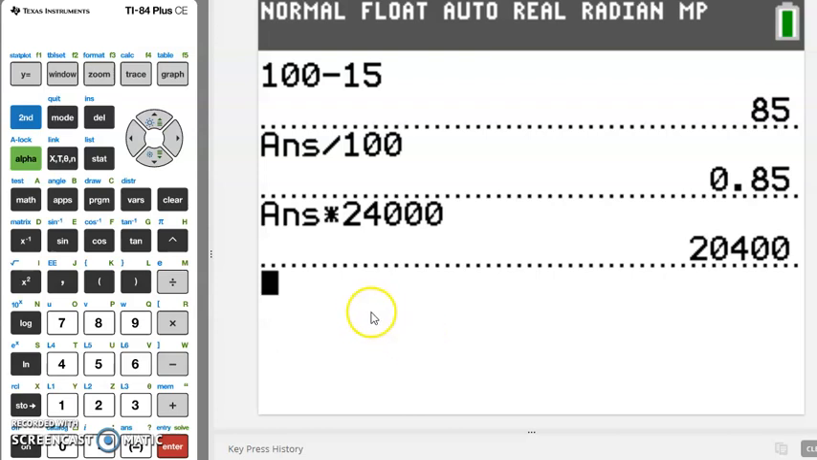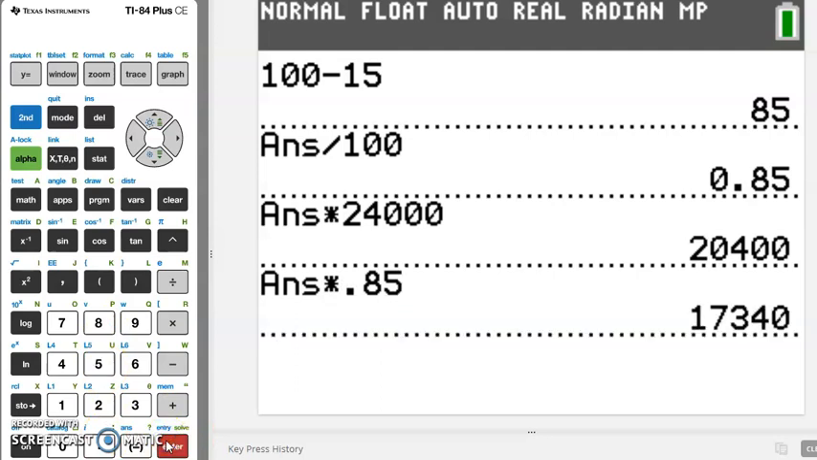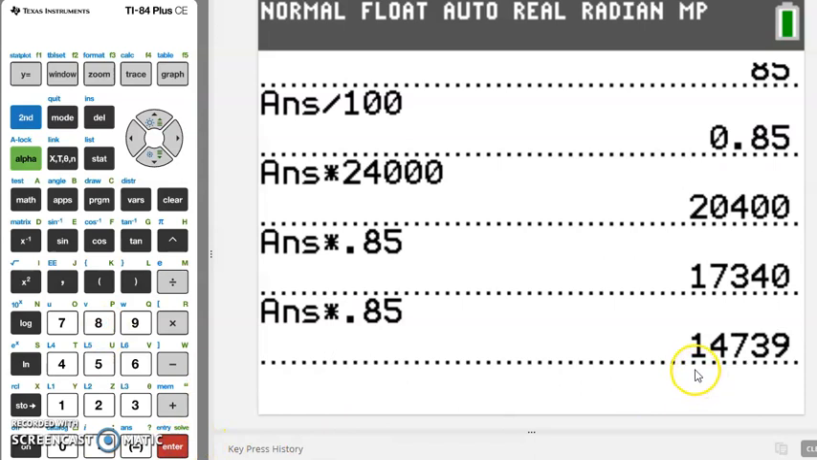So we'll continue with that. Now we take this value and we can just hit multiply by decimal 85 again. So it's going to be 85% of that value again. We hit enter, and after 2 years, it's going to be worth $17,340, and then we multiply that again by 85%. We hit enter, so after 3 years, it's worth $14,739.